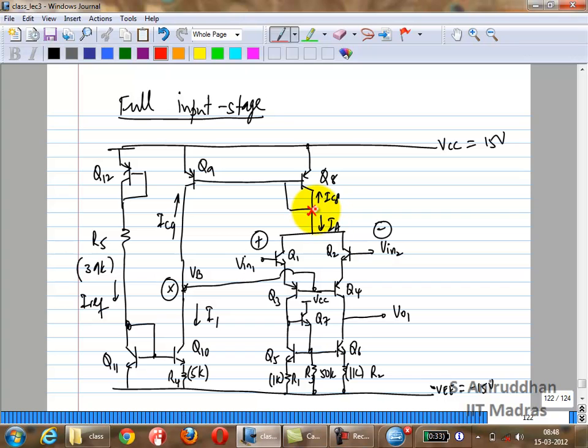First of all, what is the ratio of IC8 to IC9? Why is that? Well, the collector currents are always the same because the VBEs are the same, right? The collector currents have to be equal. So IC8 is always equal to IC9. Okay.